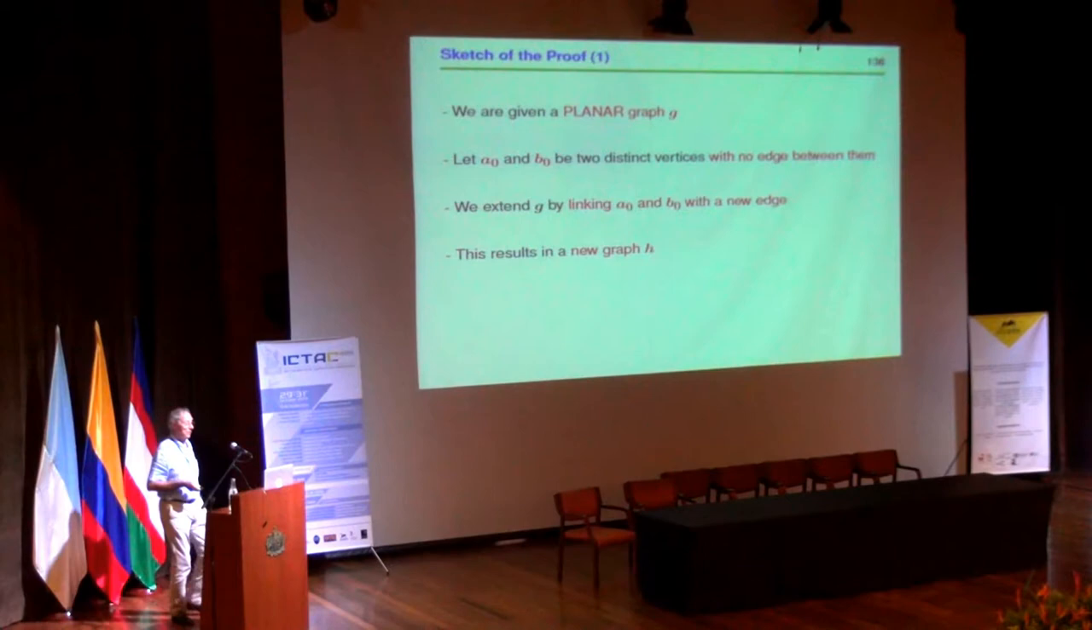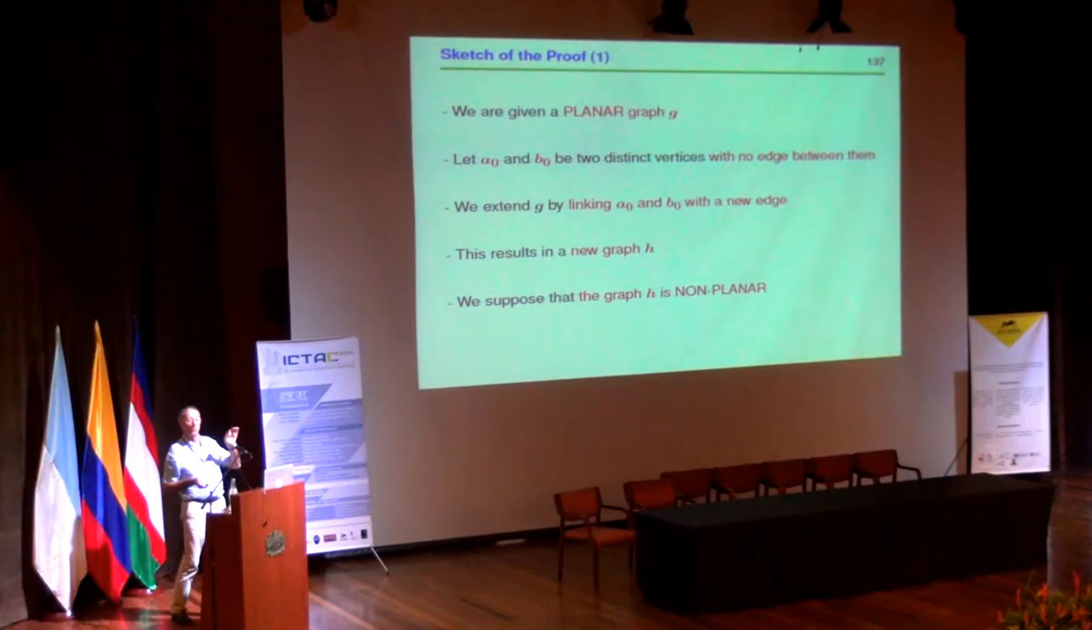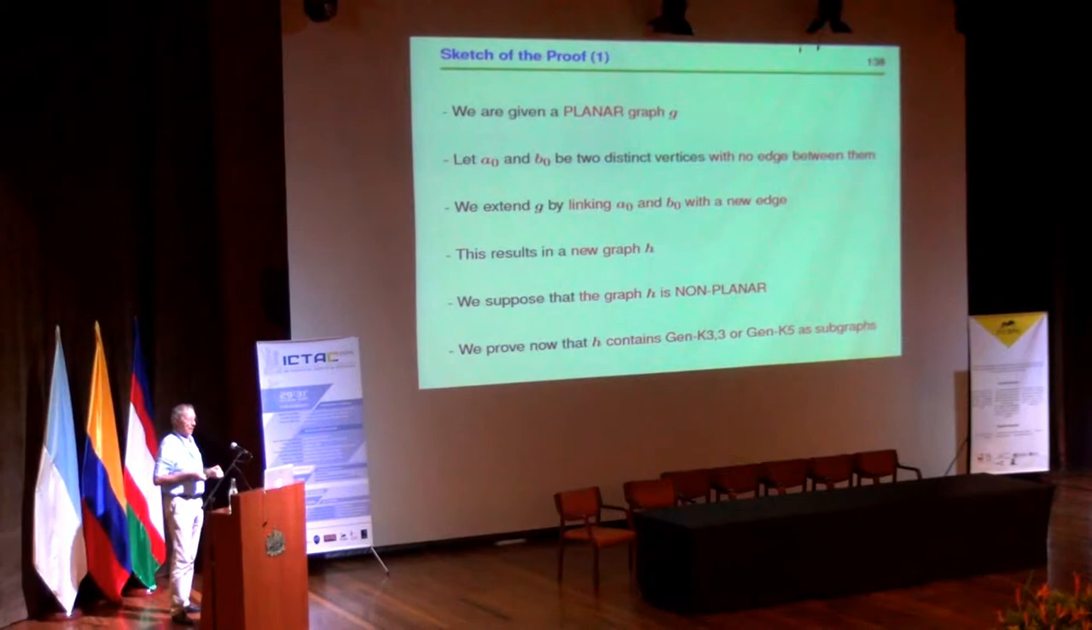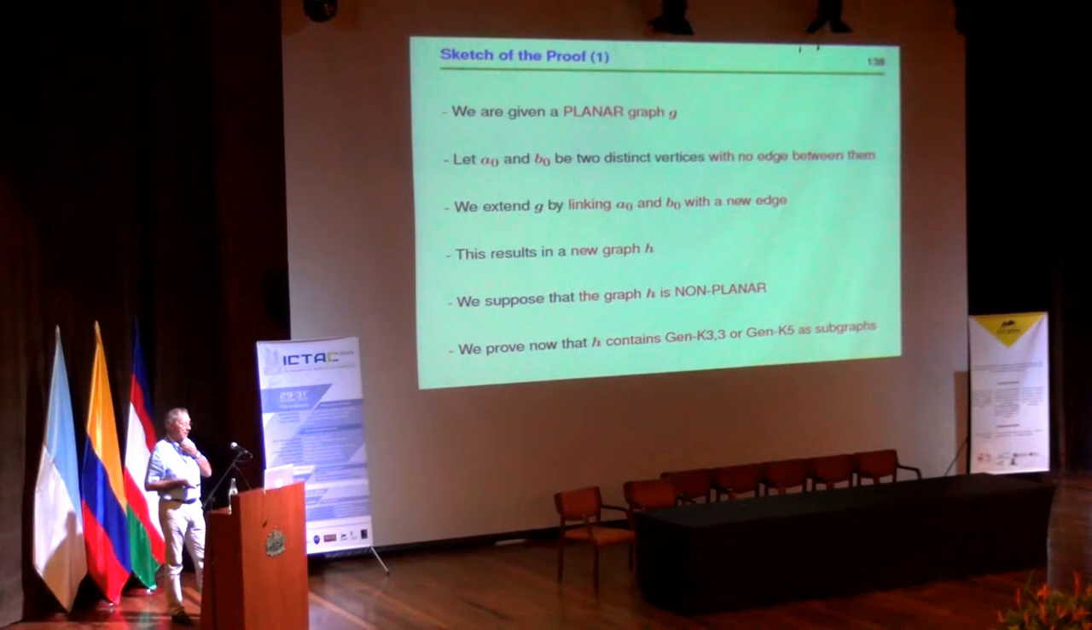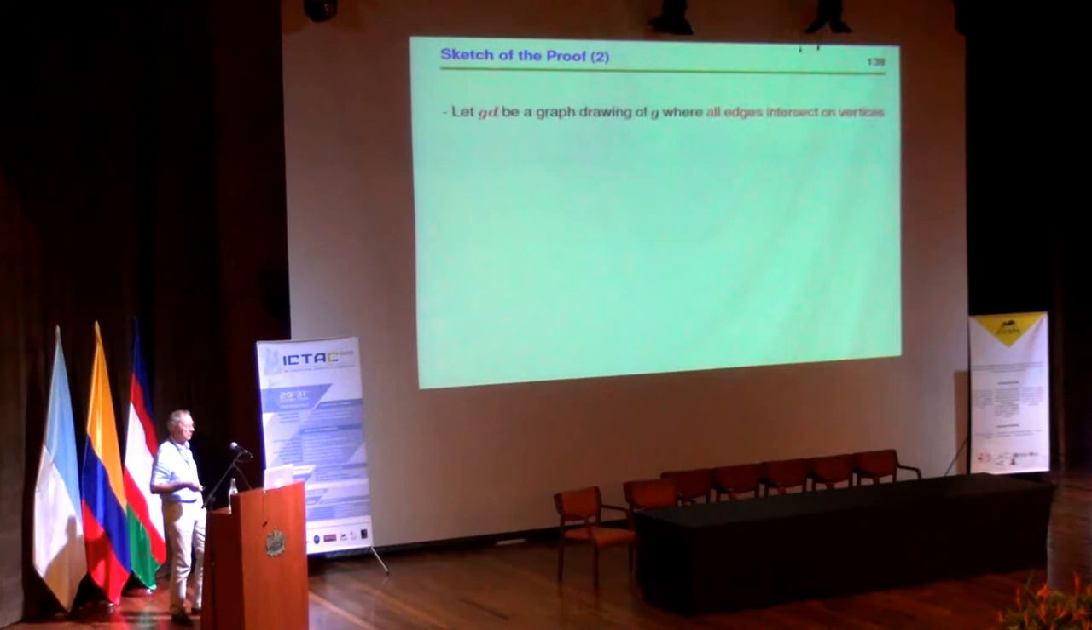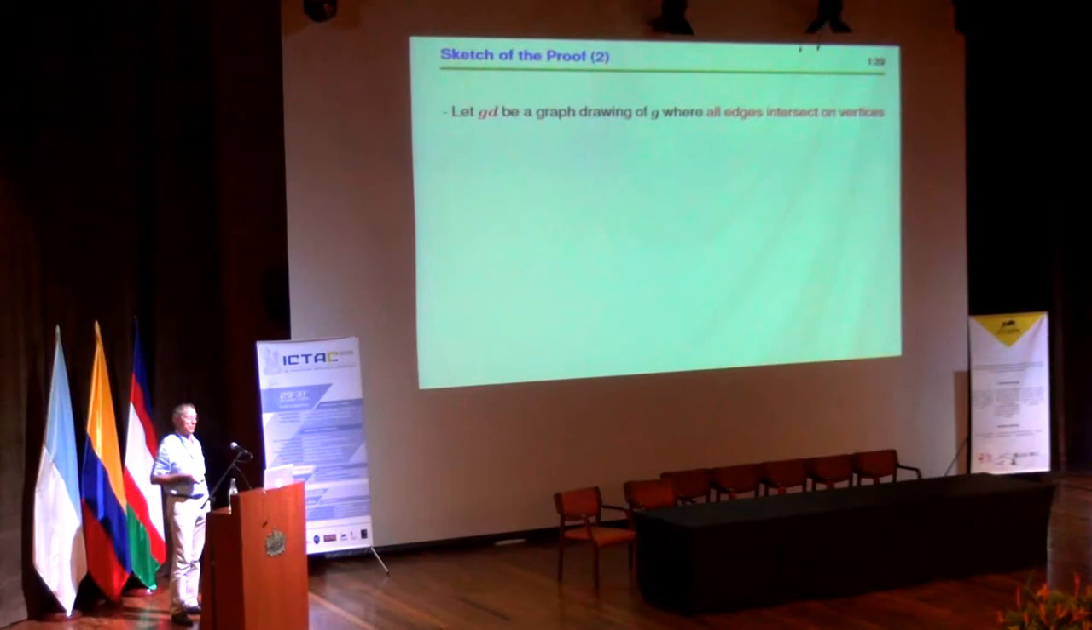This results in a new graph H, and we suppose now that the graph H is non-planar by just adding this edge. And we are going now to prove that H contains gen K3C or gen K5 as subgraph, and I've defined carefully as subgraph. So let GD be the graph drawing of G where all edges intersect on vertices. It exists because G is planar.